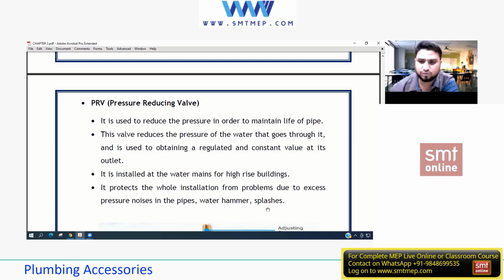So that's the reason we are cutting down the pressure, which might cause a problem in future to the fixtures. But still we have some precautions, for example angle valves and all this, which we just mentioned.